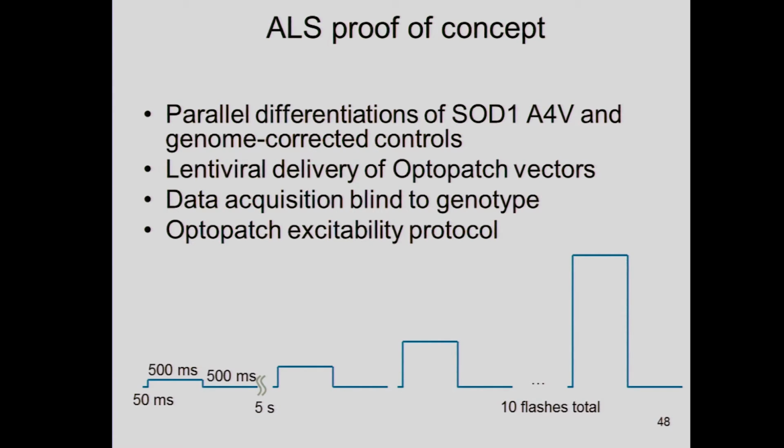They made these into motor neurons and then gave them to us blinded. We didn't know which ones were which. And we delivered this optopatch construct and measured the excitability of the cells. So we stimulated them with patterns of blue light and looked at their firing as a result.